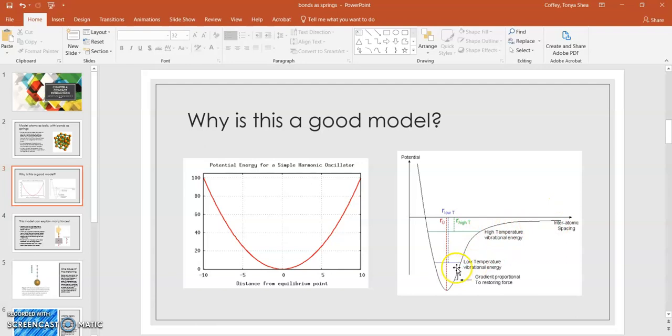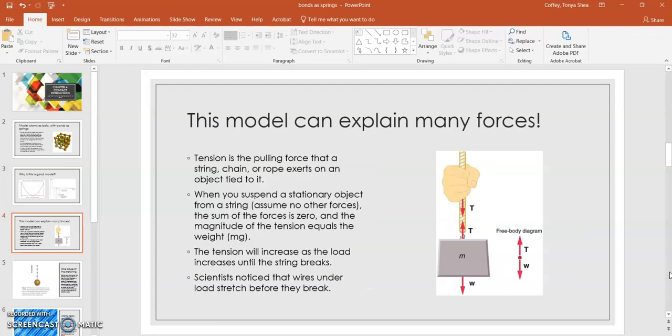But if you look in the region about the minimum potential energy, which is the equilibrium separation between the two atoms in the solid, then you can see that it's got that same kind of parabolic shape that the potential energy for a simple harmonic oscillator has. And so it's actually pretty well fit by a parabolic function down here in the minimum, for low deviations from the equilibrium separation. And so that's why it works pretty well for modeling a lot of phenomena.